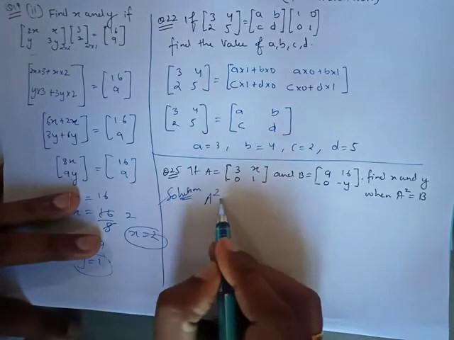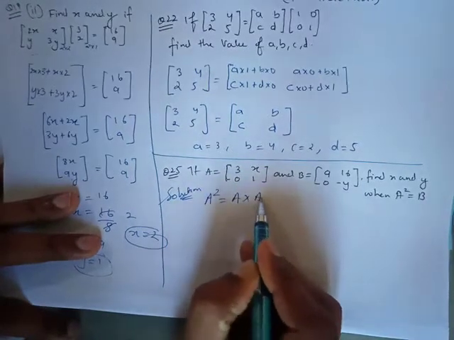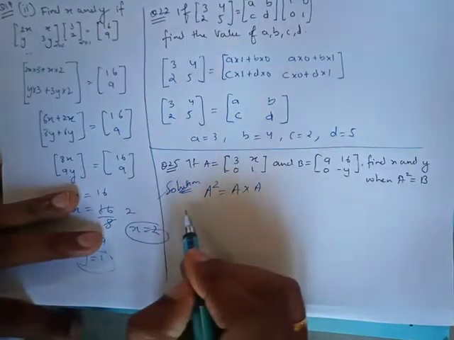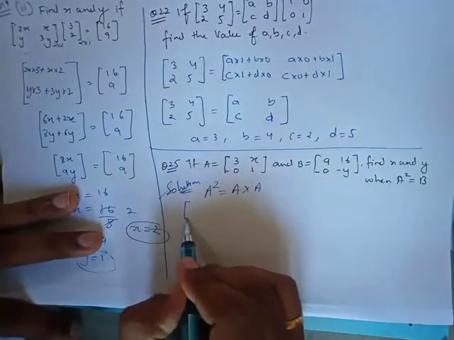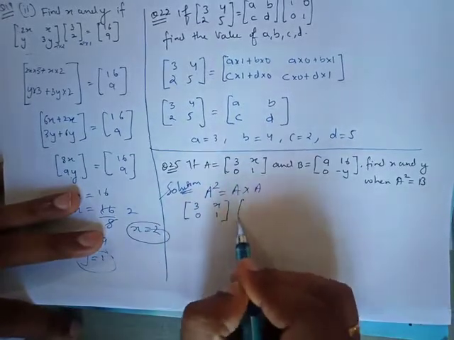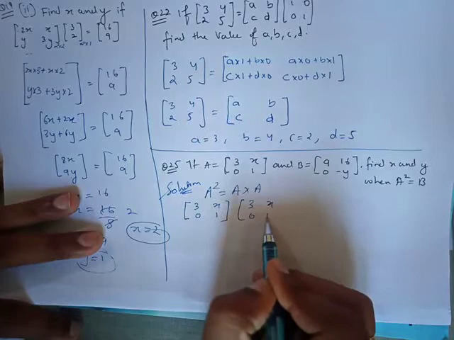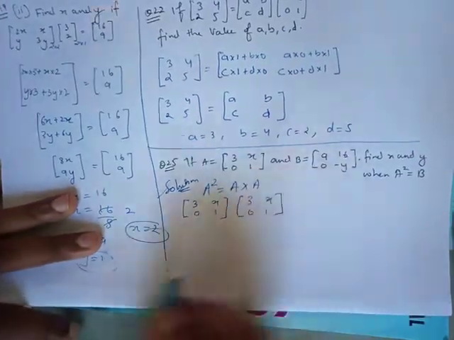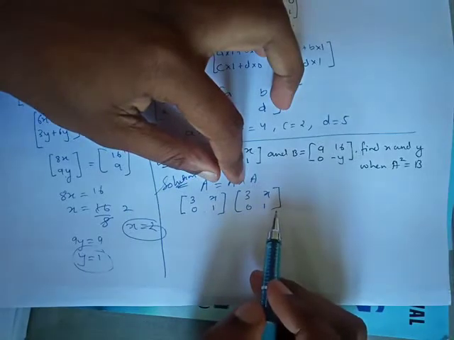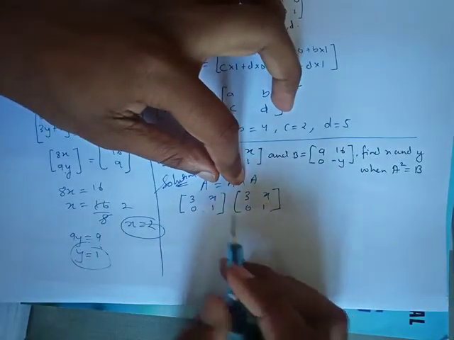To find a square, I have to multiply a into a, right? That's how a square comes, everyone knows. So I'm gonna multiply 3, x, 0, 1 and then I'll multiply 3, x, 0, 1. I'll multiply both the matrices because this is also a, this is also a. Okay, when I multiply both of them, what will I be getting?